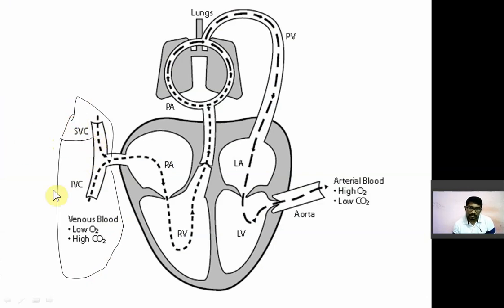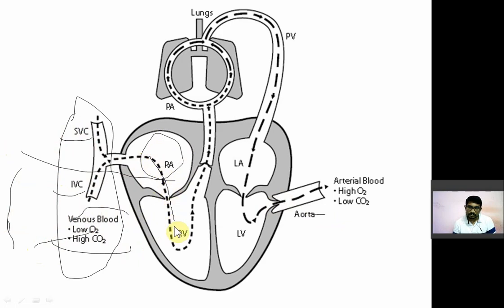They will collect the blood, which is known as venous blood or impure blood. Venous blood is having less oxygen and high carbon dioxide. That will be collected. These veins will deposit the blood into the right auricle or right atrium. The right atrium will transfer blood to the right ventricle.